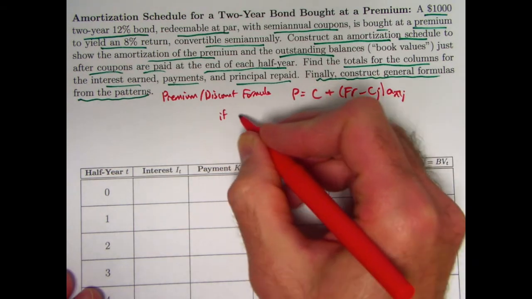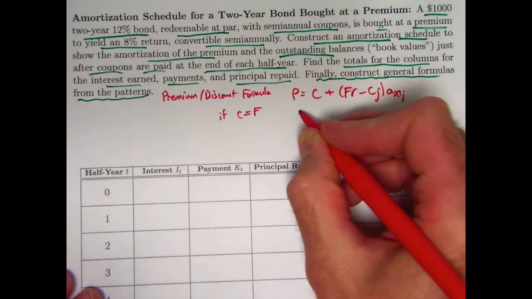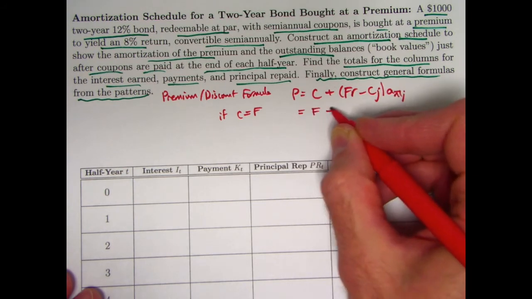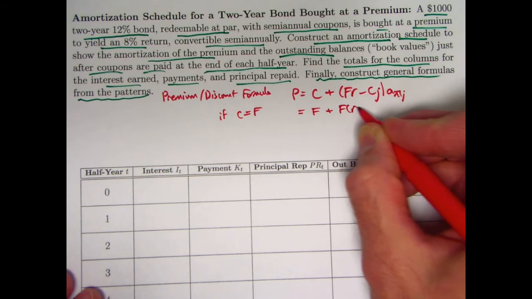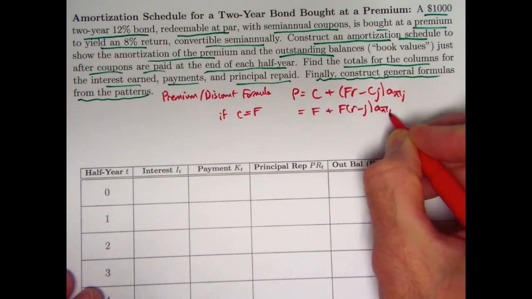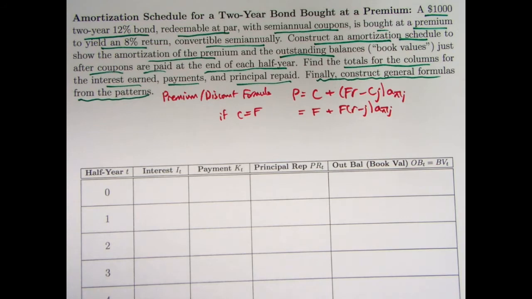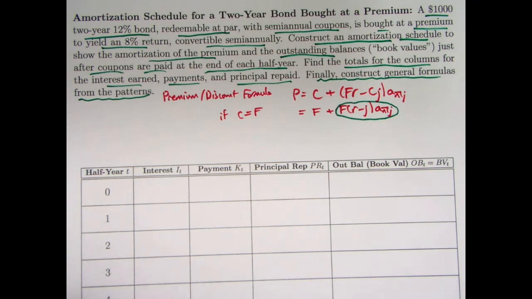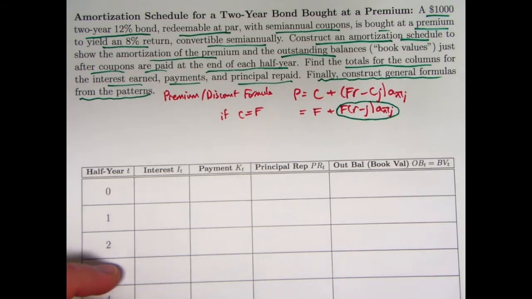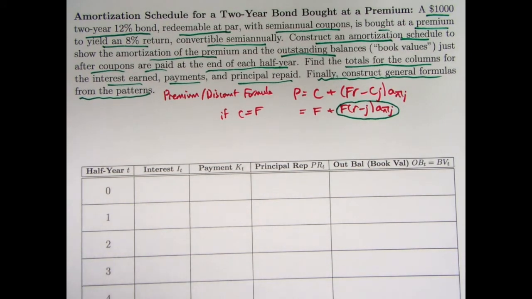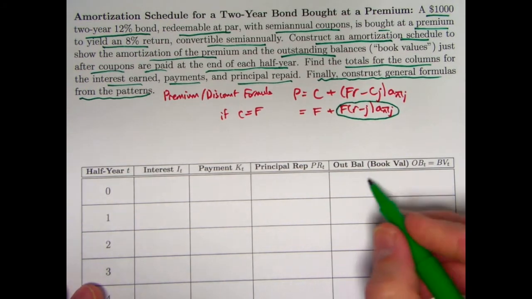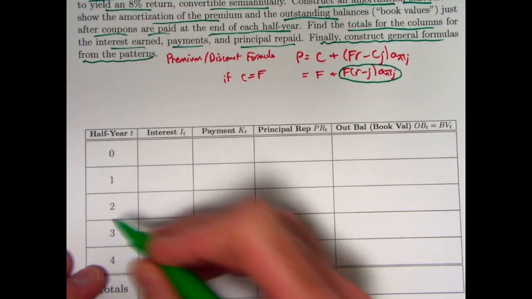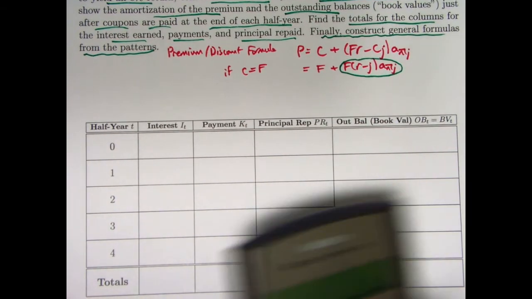In the case where C equals F, you can of course also replace the C's by F's and factor an F out of this one to write it this way. And in this case, this quantity right here represents the premium if it's positive, if R is bigger than J, which it is in this example, or the discount as a negative number if R happens to be less than J. So this is the formula we will use to find the initial outstanding balance. That will go right here at time 0. Our times are in half years here. So let's use the calculator.